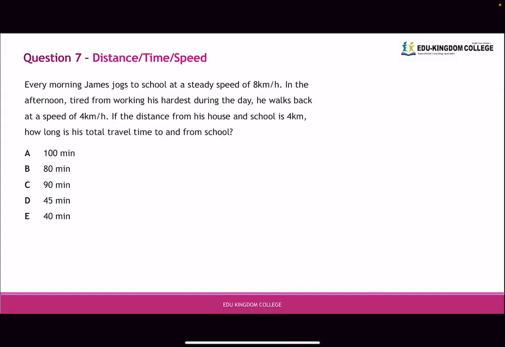Now for question 7, we're just seeing how James goes from home to school and then school to home. His speed on his way to school is 8 kilometers per hour. His speed on the way back is 4 kilometers per hour. And the distance remains the same, 4 kilometers up and back. Now, we remember the formula from before. If not, you can pause the video and try to figure it out yourself using the units trick that I told you, because I remember it, I've done it so many times.